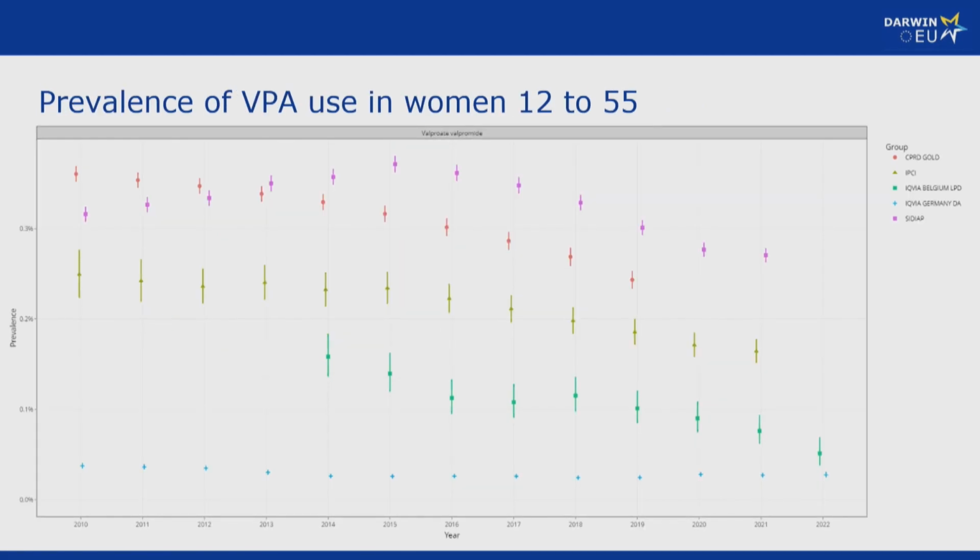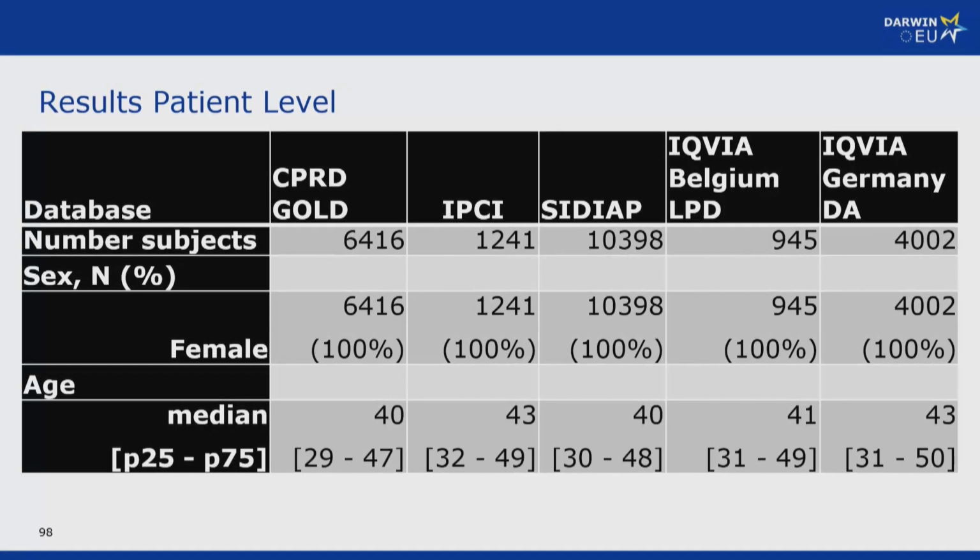Similar with prevalence, we're probably better at stopping prescribing new drugs than in retiring these kinds of drugs that are usually taken chronically, which is quite difficult to deprescribe. But similarly, after 2014, there's a decrease of the prevalence of use of valproate in women of childbearing age. And now to the patient level characterization.